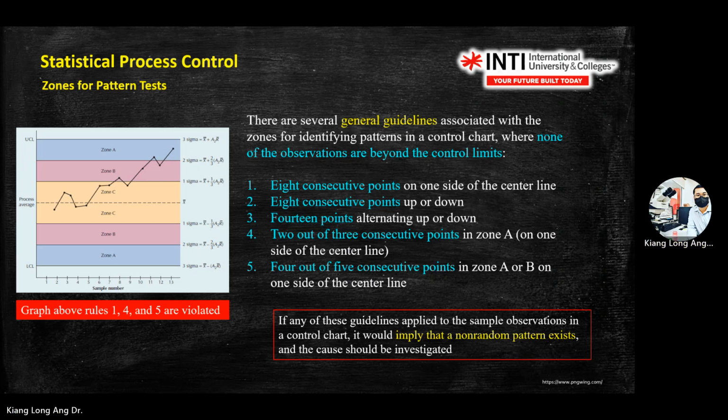This is 3 MA. But rule number 4 says 2 out of 3 consecutive points. There are 2 points in zone A, so it violates rule number 4. It also violates rule number 5: 4 out of 5 consecutive points are in zone A or B on one side of the center line. So for zone A or B, you count 5 consecutive points: 1, 2, 3, 4, 5.